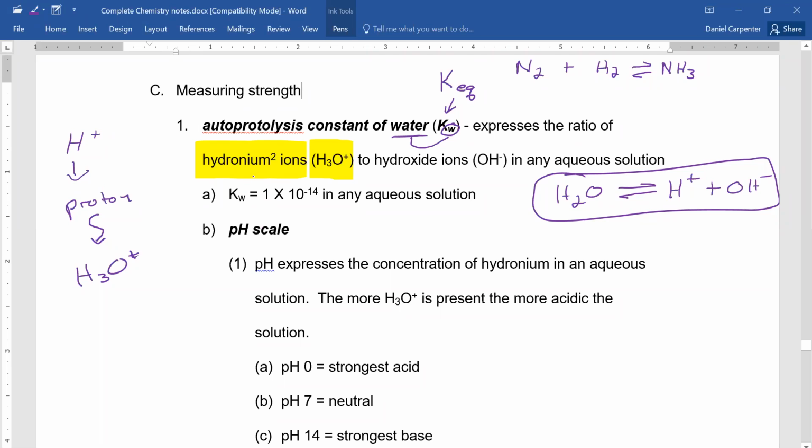So the equilibrium constant and how we get this doesn't really matter. The equilibrium constant, the concentration of H plus times the concentration of OH minus, is always 1 times 10 to the minus 14th. In an acid, it's 1 times 10 to the minus 14th. In a base, it's 1 times 10 to the minus 14th.